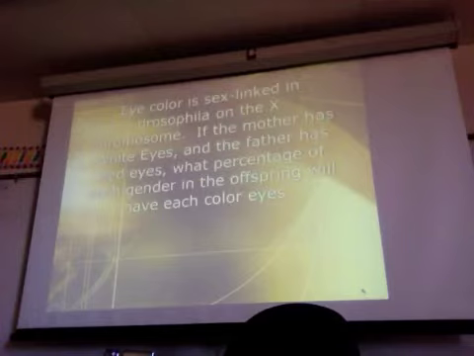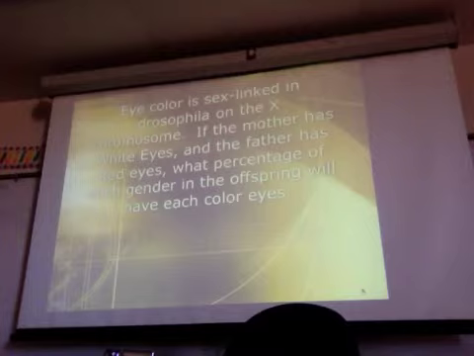Okay, so here we go. Eye color, sex link, Drosophila. Drosophila is a fruit fly. We kind of touched on that once. It doesn't really matter what it is. It's on the X chromosome. If the mother has white eyes and the father has red eyes, what percentage of each gender in the offspring will have each of the eye colors?